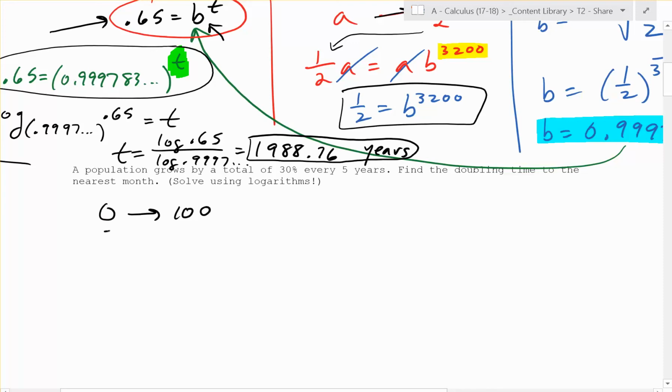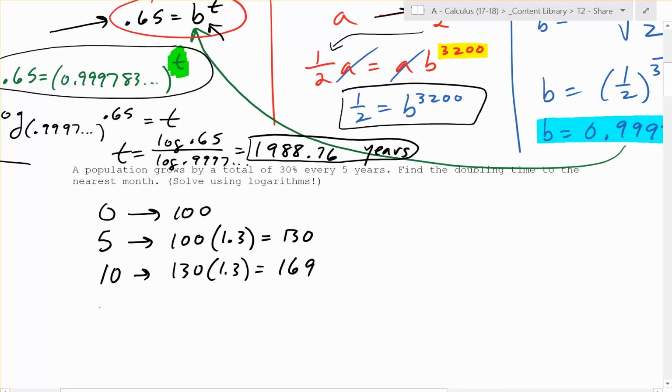So at 5 years, if it grows by 30%, that's multiplying by 1.3, which is 130. But then at 10 years, it's not 100, it's now 130 people, and it's growing by 30%, so it's 1.3, and that's going to be 169. And then at 15 years, you're going to have 169 times 1.3, which is 219.